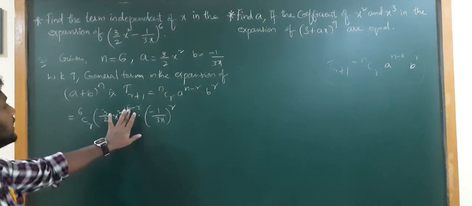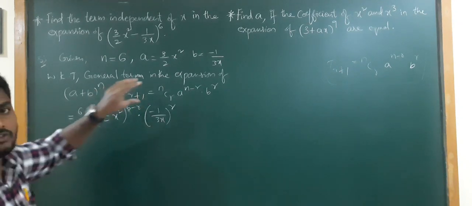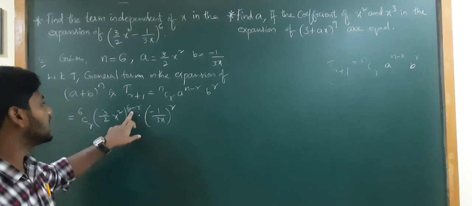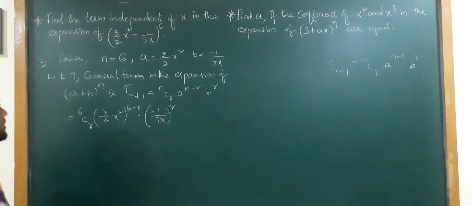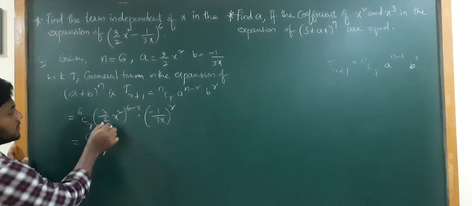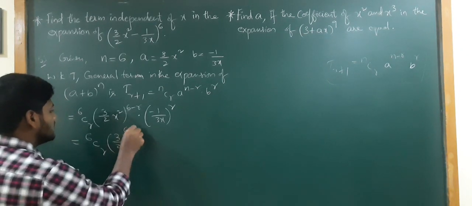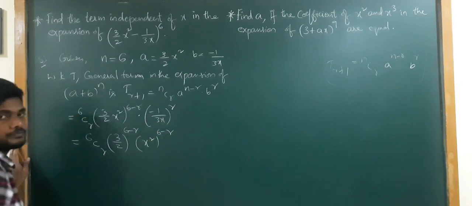After that, how do we find the term independent of x? Whatever power of x we get, we need to equate it to 0. If we equate to 0, we will get the r value, and if we substitute the r value, we will get the term independent of x. So we will simplify that. This is 6Cr. First we write the constants, (3/2)^(6-r) into (x^2)^(6-r).